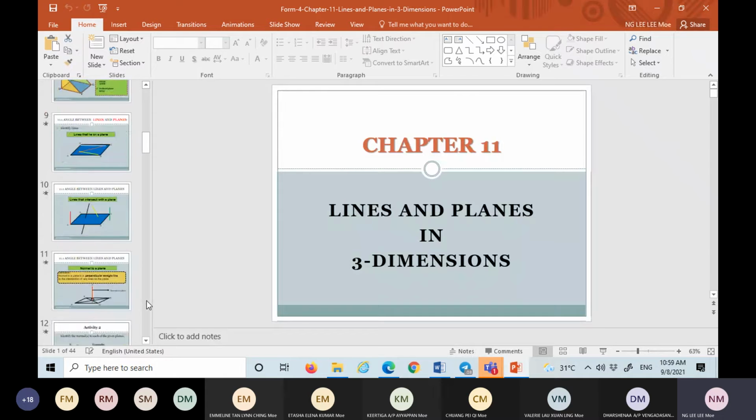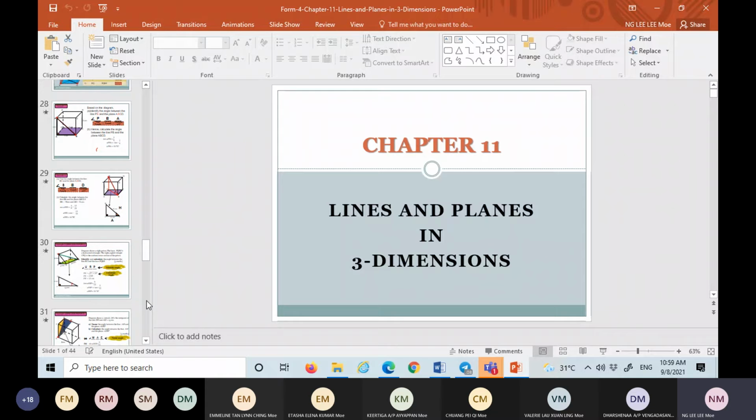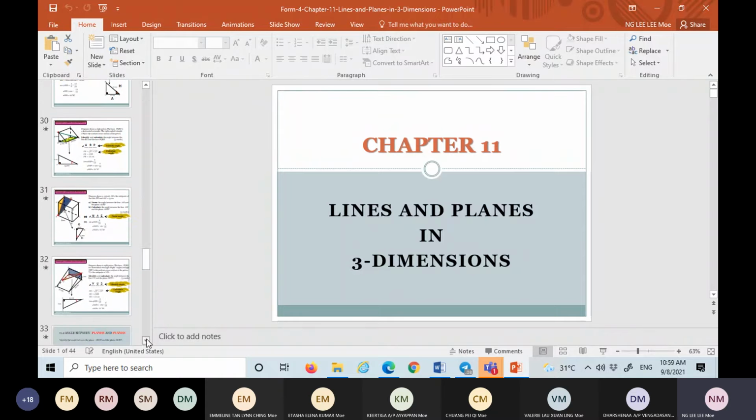33. Okay, the whole chapter, this is the old syllabus, the whole chapter in the KBSM syllabus. I will not go through it.